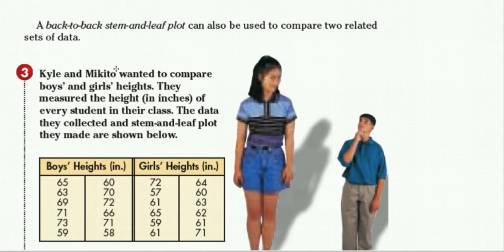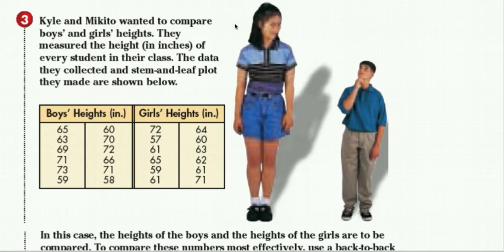In a back-to-back stem and leaf plot, you can also compare 2 related sets of data. Let's take a look at example number 3. Kyle and Mikito wanted to compare boys' and girls' heights. They measured the height in inches of every student in their class. The data they collected in the stem and leaf plot they made are shown below. Boys' heights in inches are in this particular table. Girls' heights in inches are in this particular table.